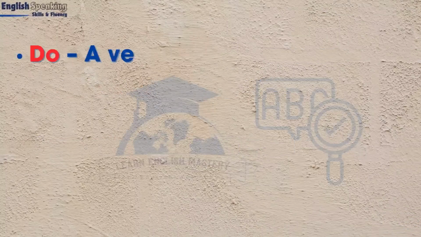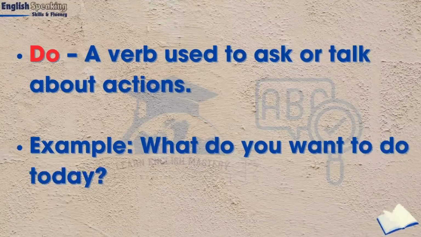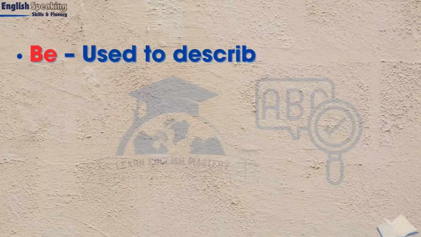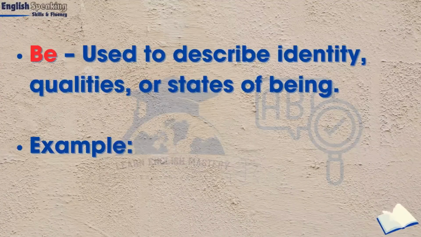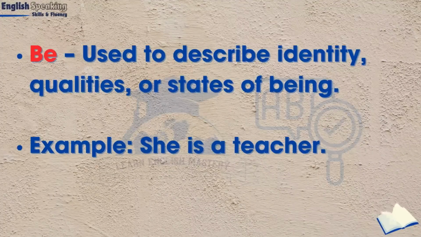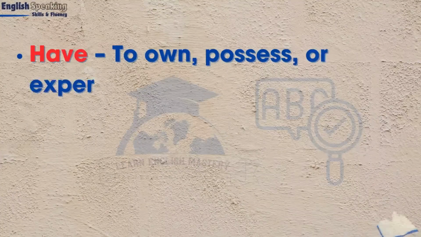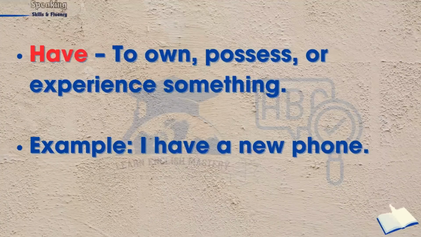Do, a verb used to ask or talk about actions. Example: What do you want to do today? Be, used to describe identity, qualities, or states of being. Example: She is a teacher. Have, to own, possess, or experience something. Example: I have a new phone.